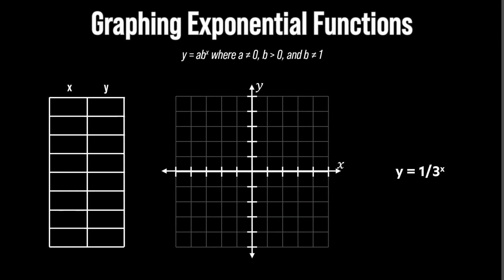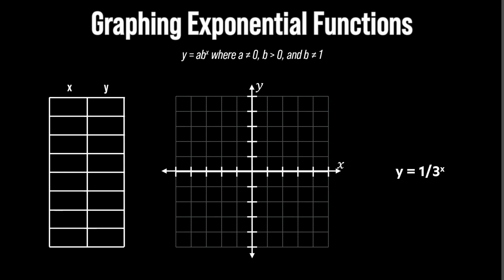The way you can identify these two is the value of b. For exponential decay, b is going to be in between the values of 0 and 1. For exponential growth, the value of b is always going to be greater than 1. So in this example, we have the graph y = (1/3) to the x power, and the value 1/3 is in between 0 and 1. So we know that it's going to be exponential decay.